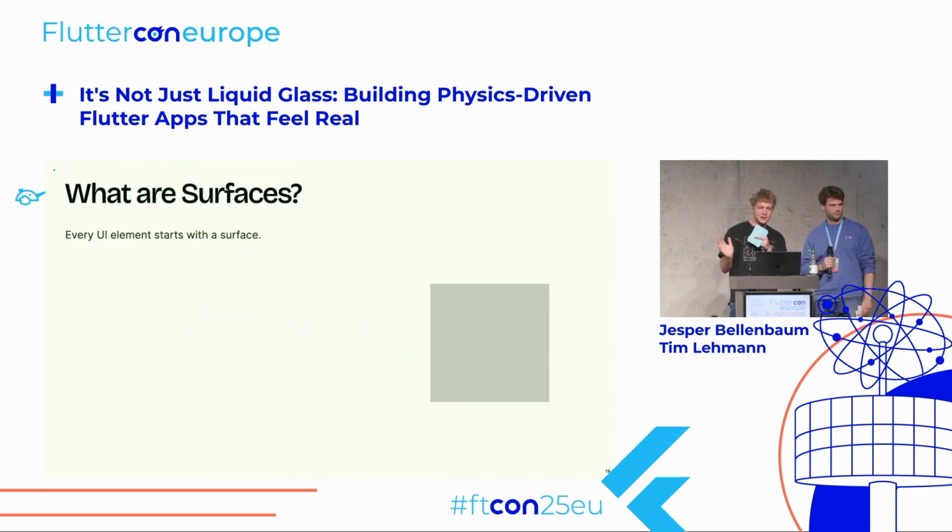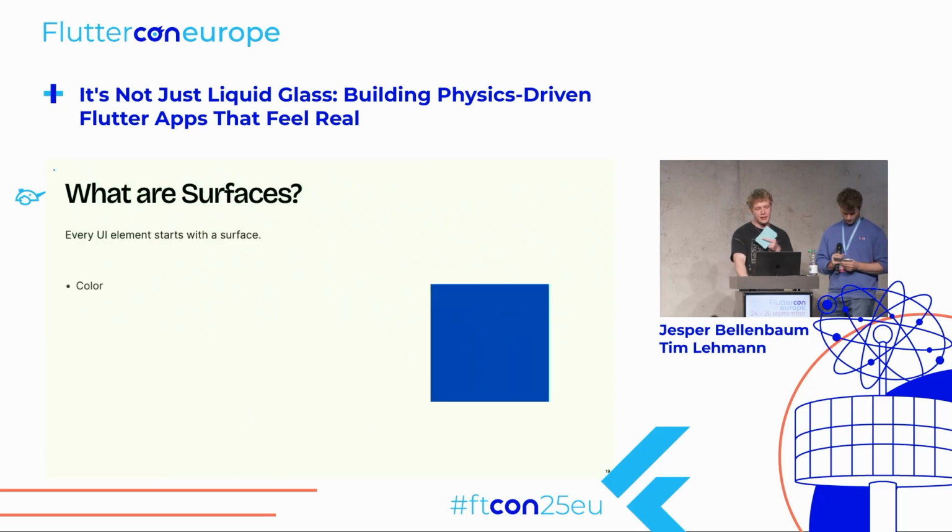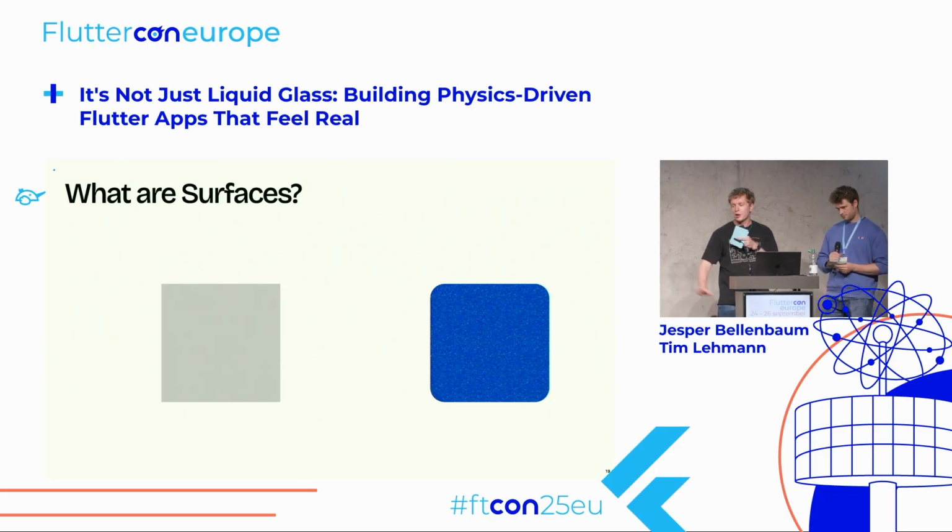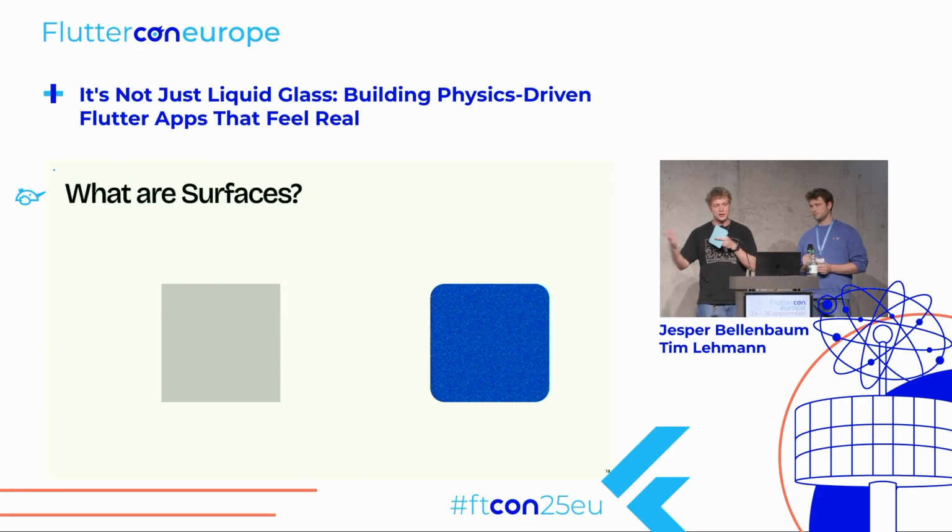So what are surfaces? It's not like a set definition, but we are basically saying every UI element is a surface. So you have a surface to interact with. And the first treatment you can give it is a color, very simple. You can give it a shape, and you can give it a texture. And if you compare that to the surface we started out with, obviously you all see it jumps out at you a little bit more. It creates a hierarchy just from these three things.